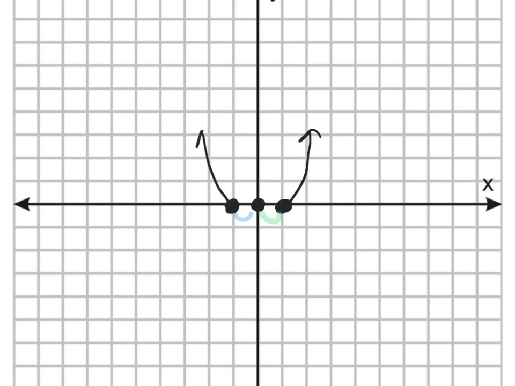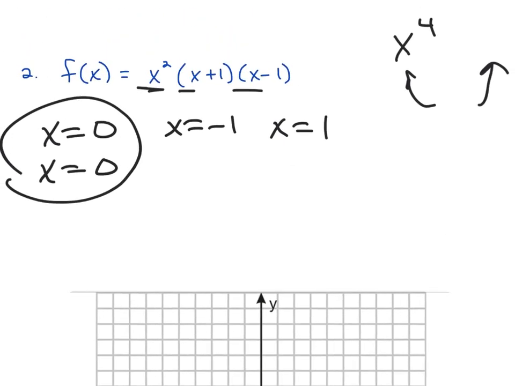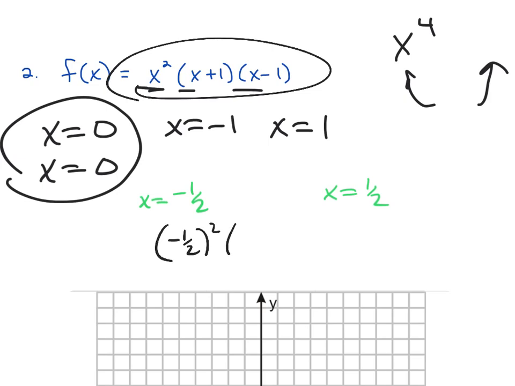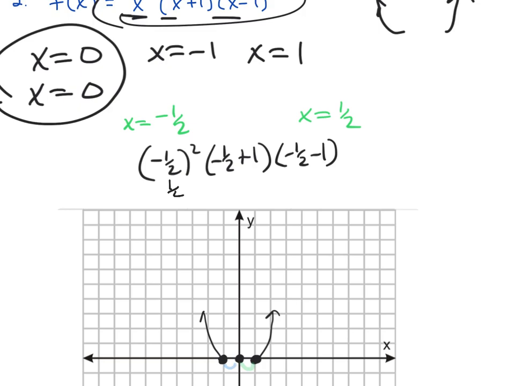So let me go back to my original problem. I'm just going to use the factored form. I'm going to find x equals negative 1/2, and then I'm going to plug in x equals 1/2. So if I take my original, I get negative 1/2 squared, negative 1/2 plus 1, negative 1/2 minus 1. This gives me 1/4. This gives me 1/2. This gives me negative 3/2. This gives me negative 3 over 16.